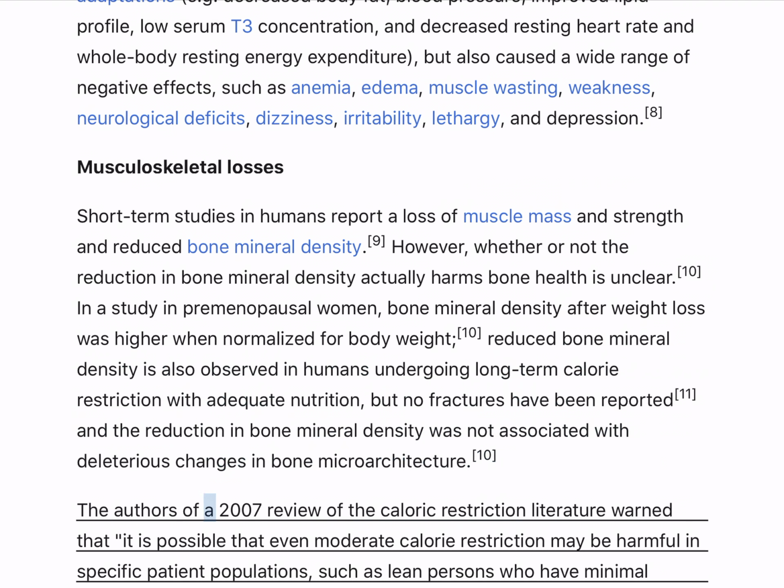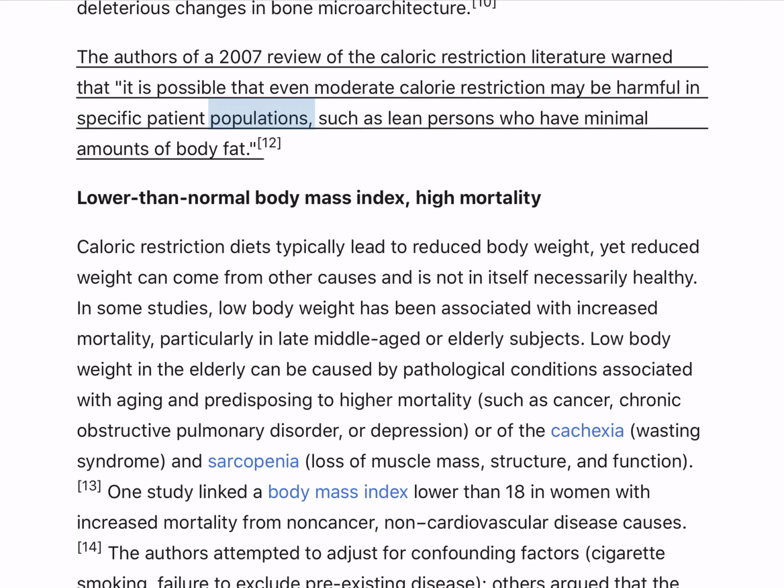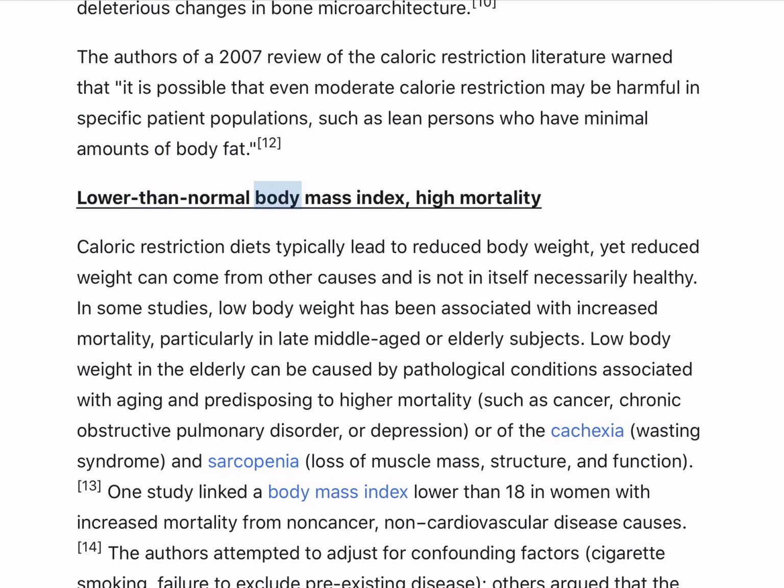10. The authors of a 2007 review of the caloric restriction literature warned that it is possible that even moderate calorie restriction may be harmful in specific patient populations, such as lean persons who have minimal amounts of body fat. 12. Lower than normal body mass index, high mortality.